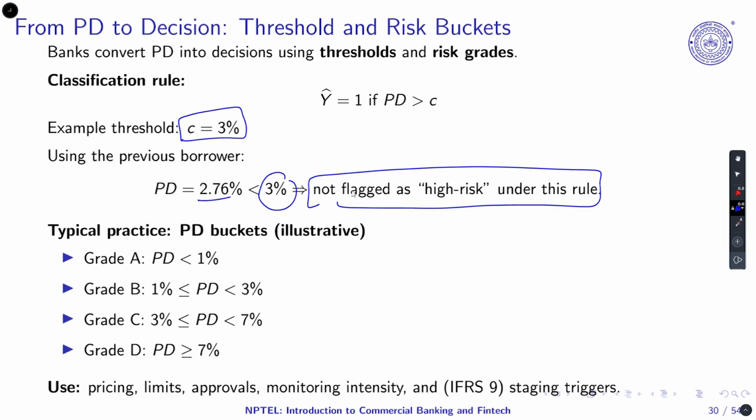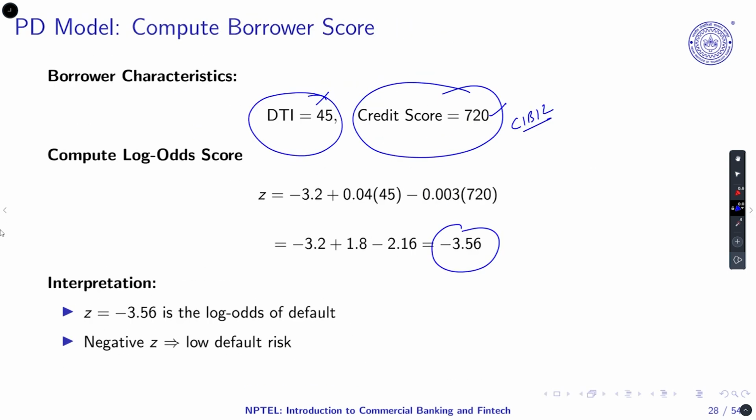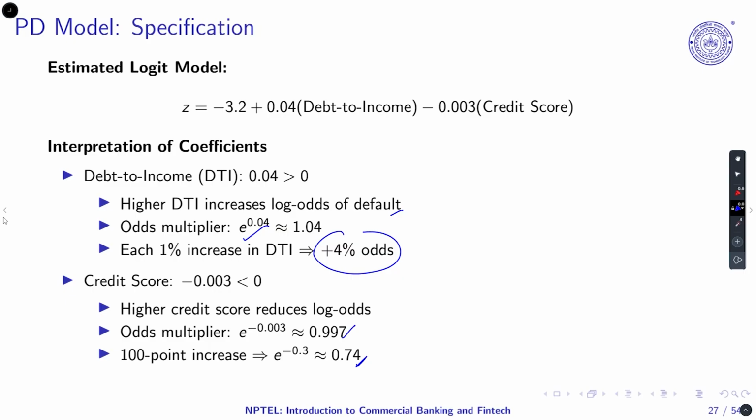A typical practice that we often see is that if PD is less than 1%, this is the best grade. Grade B is if the probability of default is between 1 and 3%, grade C is between 3 and 7%, and grade D is for above 7%. So what it implies is that banks also have their internal rating. Let me just give you a quick recap of what we tried to get here.